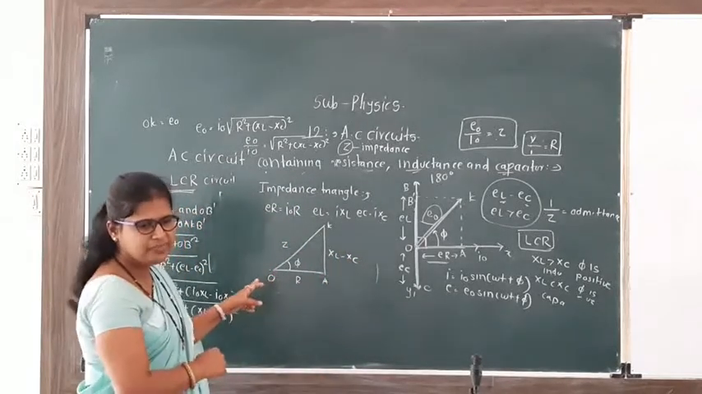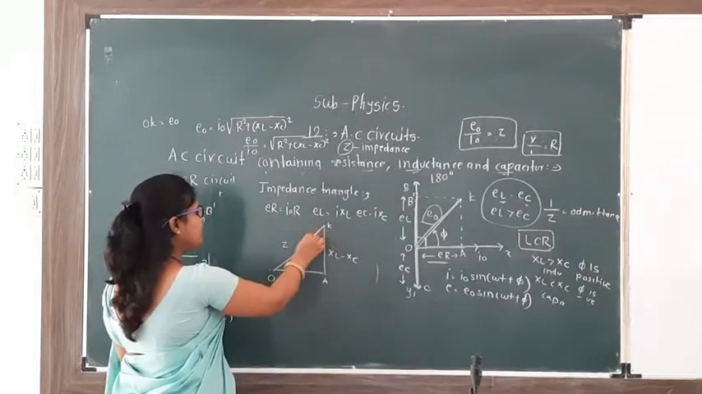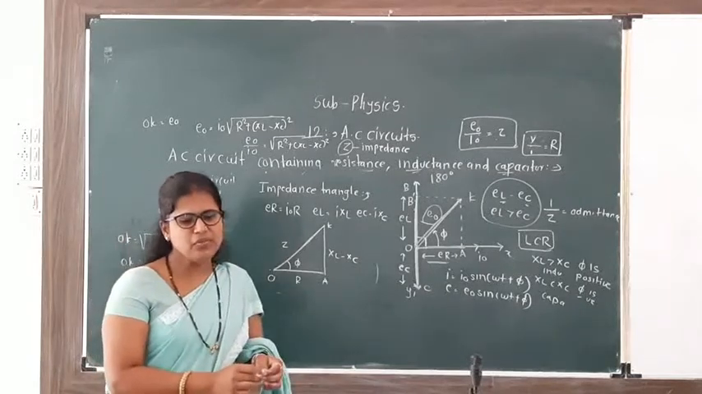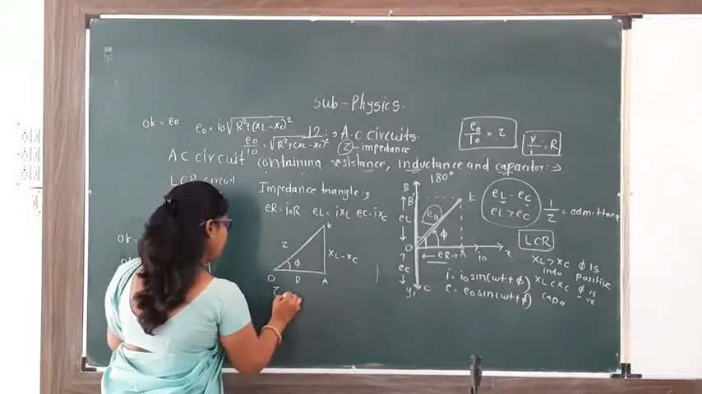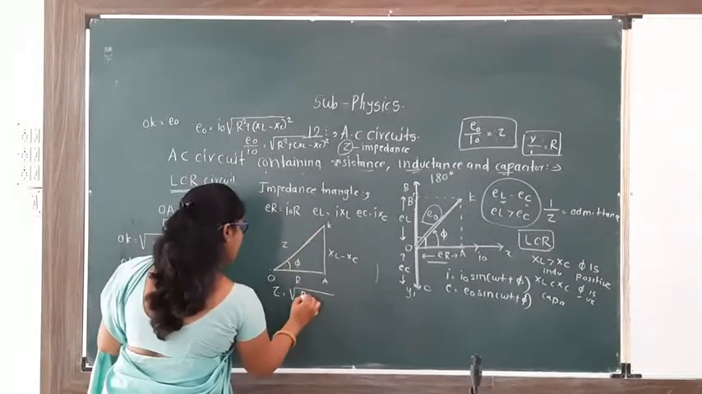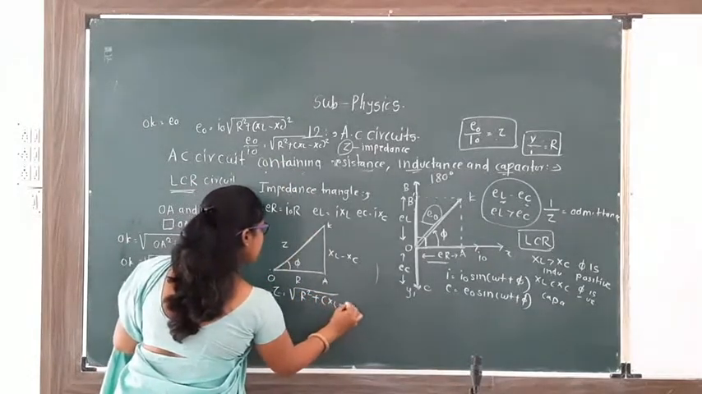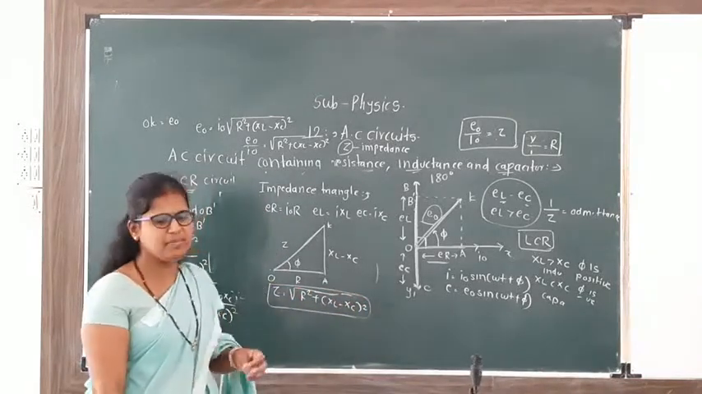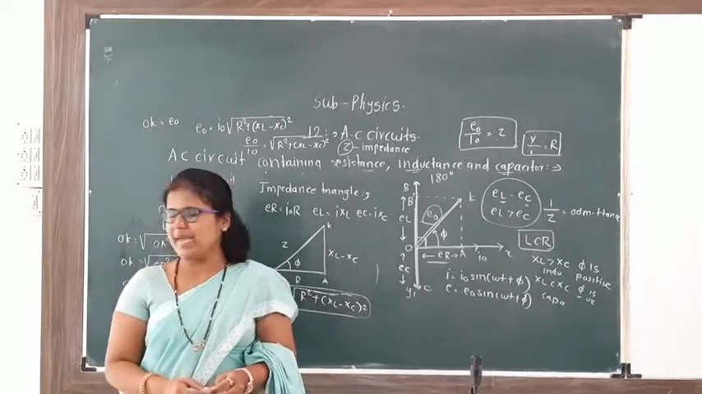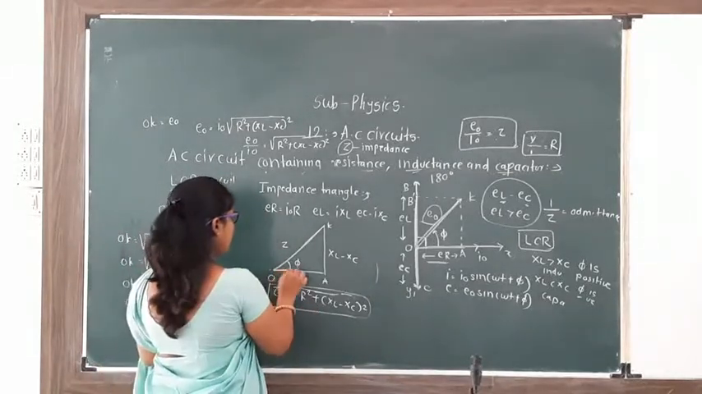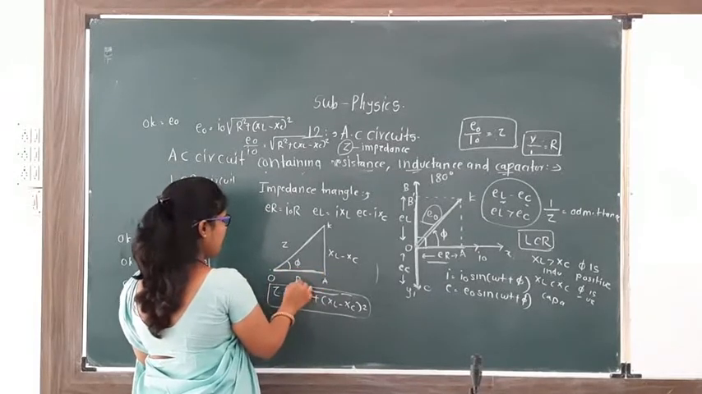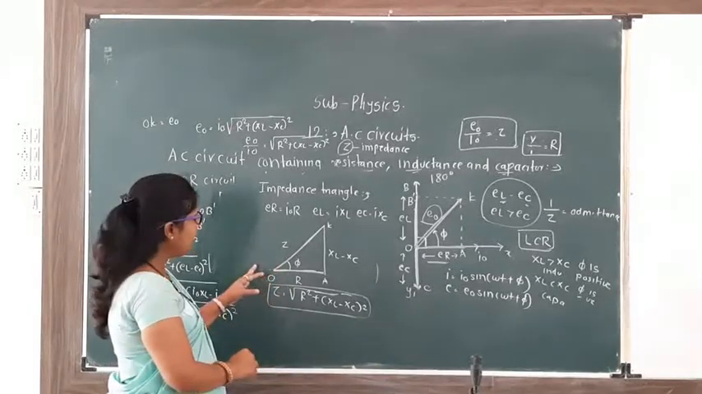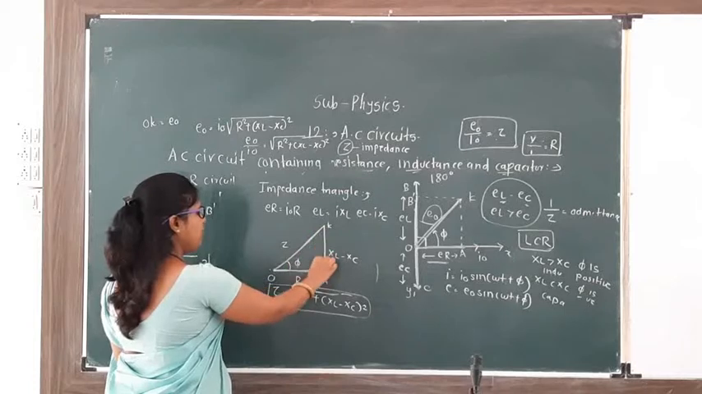In this impedance triangle, OK represents the diagonal, the impedance. Therefore, Z is equal to the square root of R square plus XL minus XC square. Z means impedance. Thus OA represents the base of the circuit, and here AK is the perpendicular.